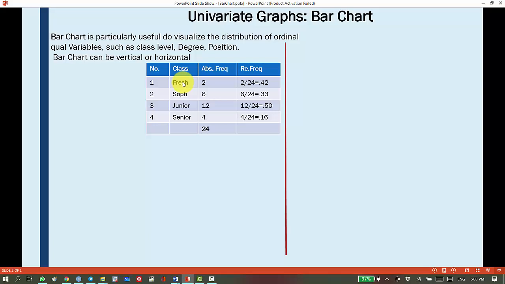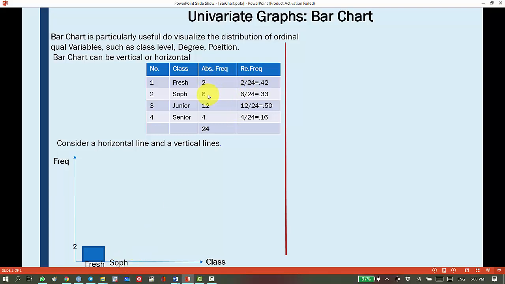important. In order to sketch the bar chart of the class level, we consider a horizontal and a vertical line. We consider the horizontal line for the classes, and on the vertical line, we put the frequency, which can be either the absolute frequency or the relative frequency. For this particular example, we use the absolute frequency. As we know, for freshmen, the absolute frequency is 2, therefore the bar which belongs to freshmen has the height of 2 units.